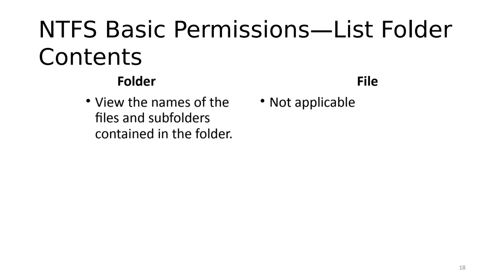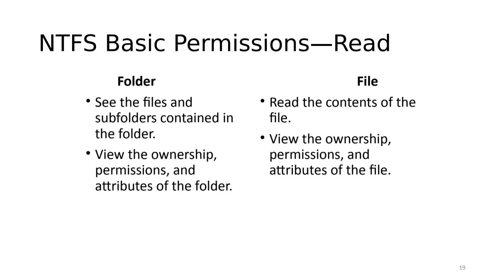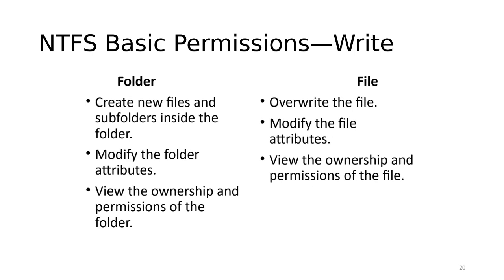List folder. Of course, for a folder, you can see the names of the files in the folder and subfolders. We have read. You can see the files and subfolders, view the ownership permissions. For a file, you can read the content of the file, and if it's a Word file, for example, like that, you know. For write, you can create a new file, but you cannot delete.